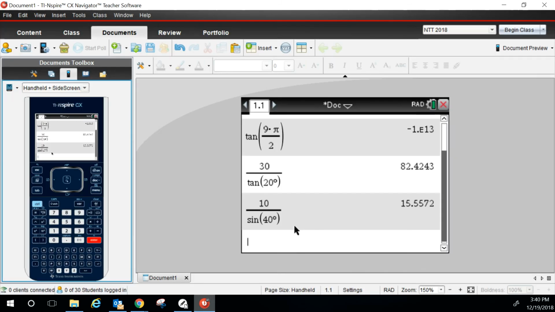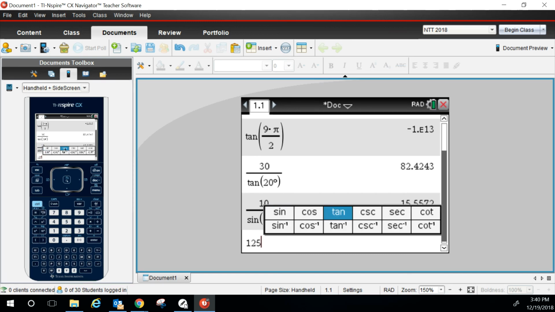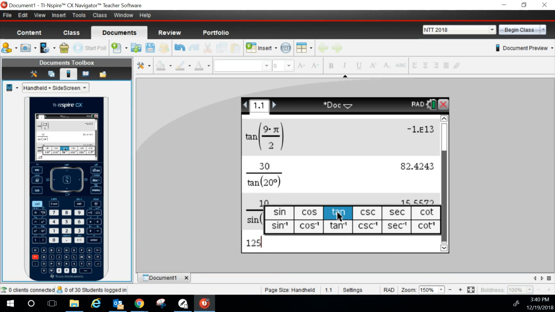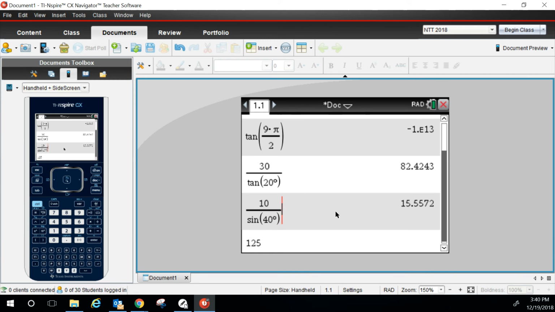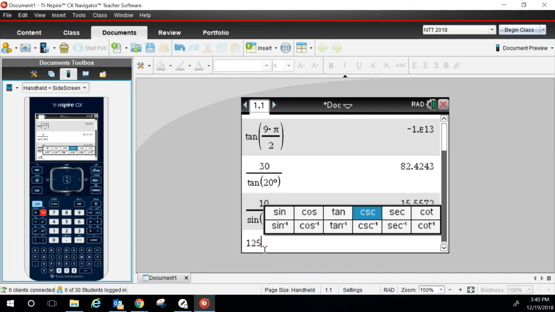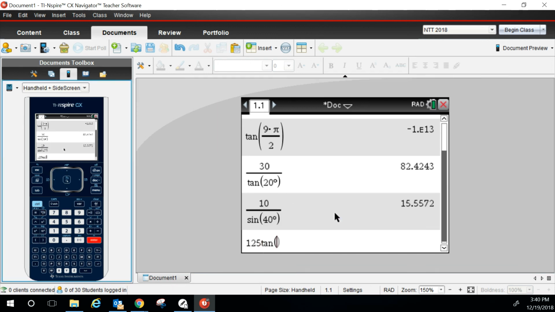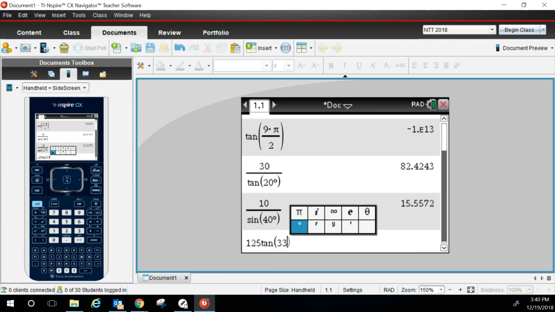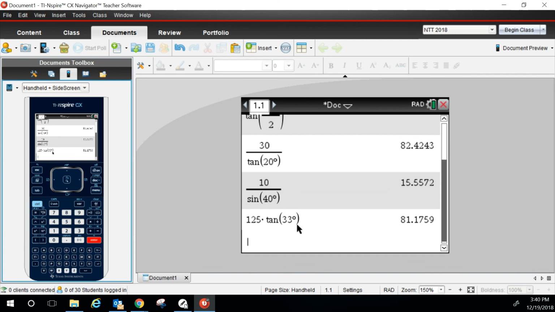So 125 tangent of 33 degrees. Whoa, where did I get tangent in there? 125, let's try that again. Oh, there we go. Tangent 33, pi symbol again to get to the degree. Enter, enter. So approximately 81.2 feet.